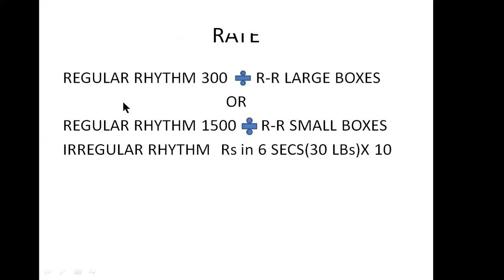Our third point is rate. To calculate the rate, you count R to R large boxes and divide 300 by the large boxes between two R waves, or you divide 1500 by R to R small boxes. In an irregular rhythm, you count the R's in 6 seconds, which is 30 large boxes, and multiply by 10, and this will give you the rate.